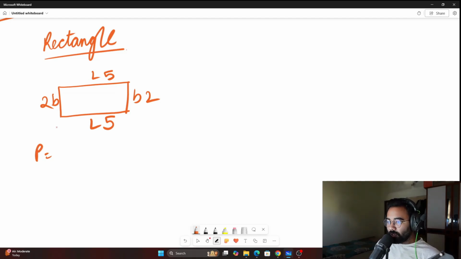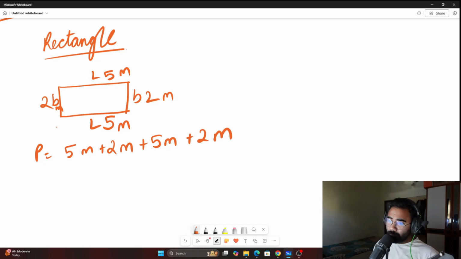If I had to calculate the perimeter of rectangle, what would I do? I will simply just add all the sides. That will be 5 meter. Okay, by the way, this is meter, this is meter, this is meter, and this is meter as well. So 5 plus 2 meter plus 5 meter plus 2 meter. So far so good. Okay, so this should give you 5 plus 2 is 7, okay, 14 meter.